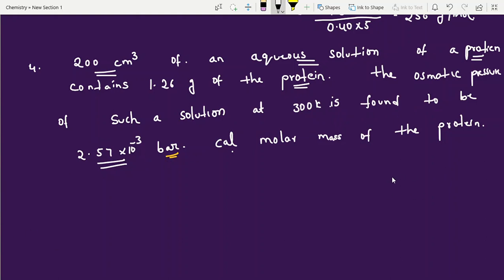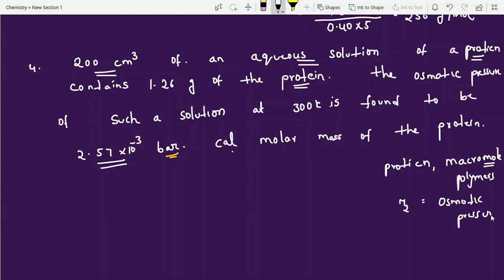Students, one theory question also I am giving here. Protein and macromolecules, macromolecules are nothing but polymers. For polymers' molecular masses, definitely the perfect colligative property is osmotic pressure. So for big long chain molecules, macromolecules, polymers, proteins, molecular mass is calculated by using osmotic pressure.